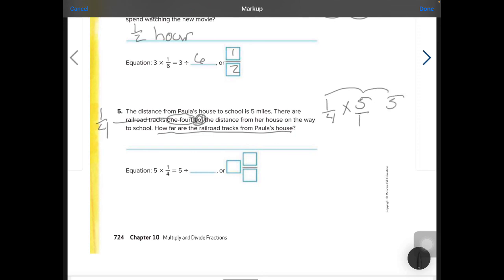So 1/4 times 5, put a little 1 underneath it. So 1 times 5 is 5, 4 times 1 is 4. So that can be simplified down into 1 and 1/4. And here is our equation that they're having us write. But first you got to put 1 and 1/4 miles.